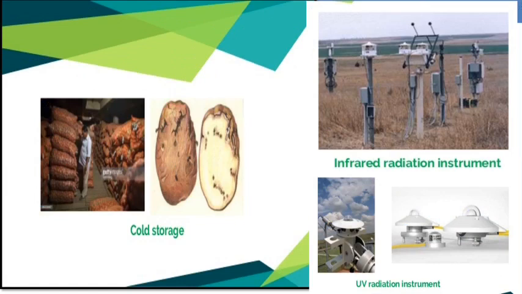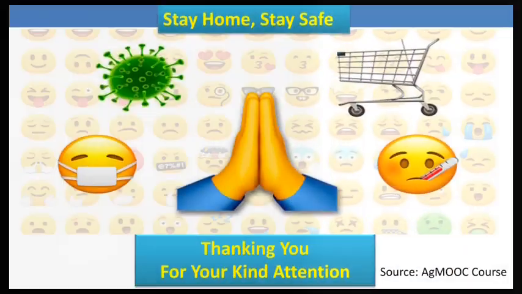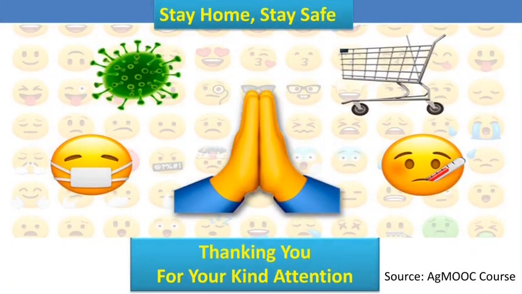Then infrared radiation and UV radiation we can also use to reduce different insect pest populations in our agro ecosystem. Then in manipulation of soil, we can use soil solarization and soil steam sterilization techniques. They help to reduce different soil pests, whether insects, nematodes or any other harmful microorganisms. This is all about the physical and mechanical methods of IPM. Okay, thank you.